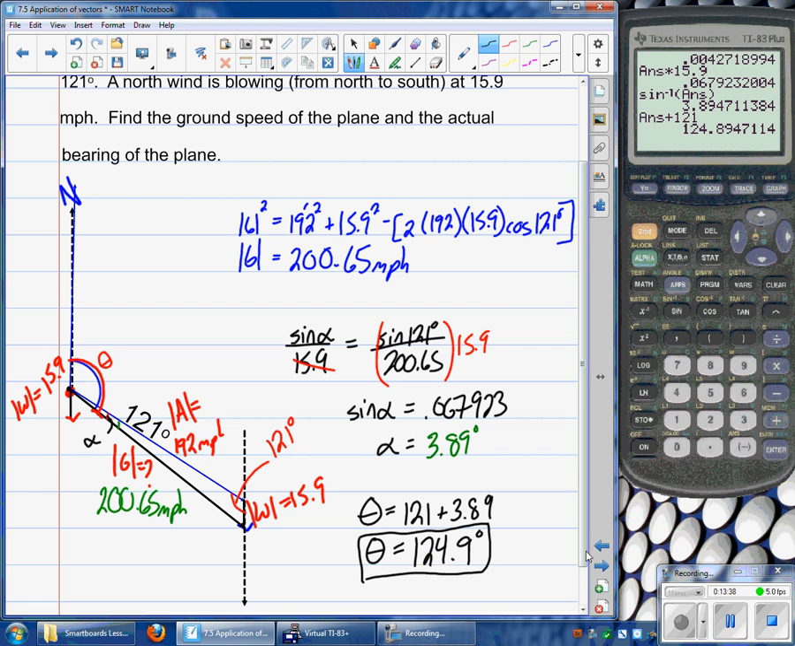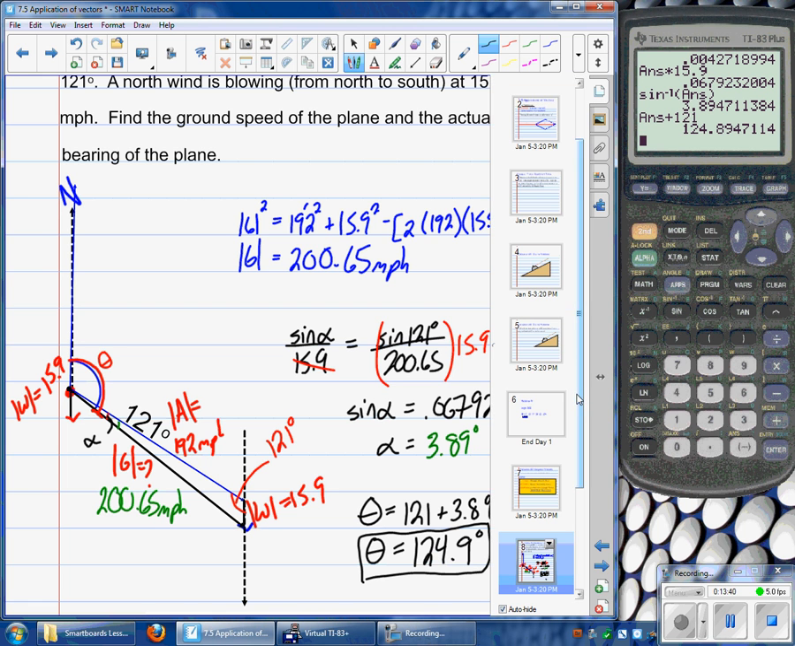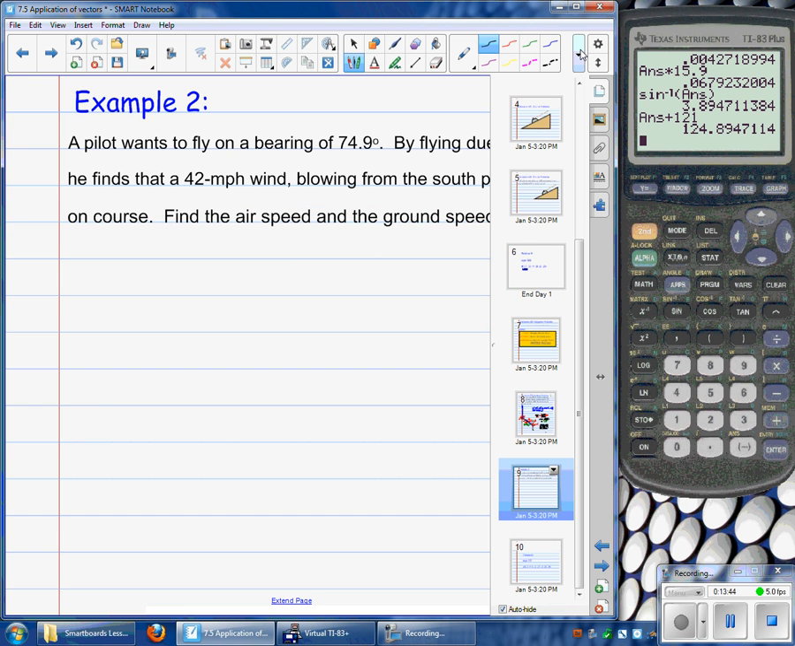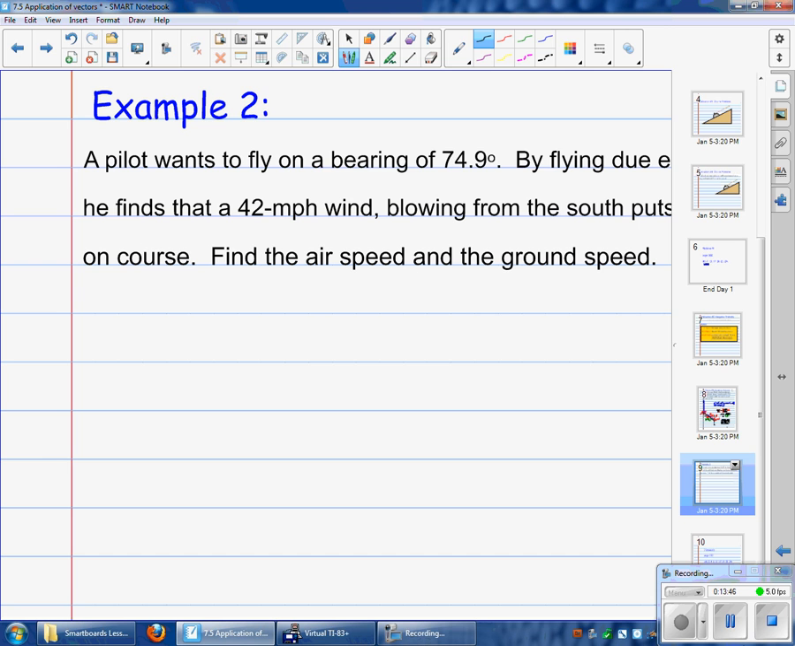So go ahead, try the example problems below. There is another example of a plane problem here that we'll look at on the next video.